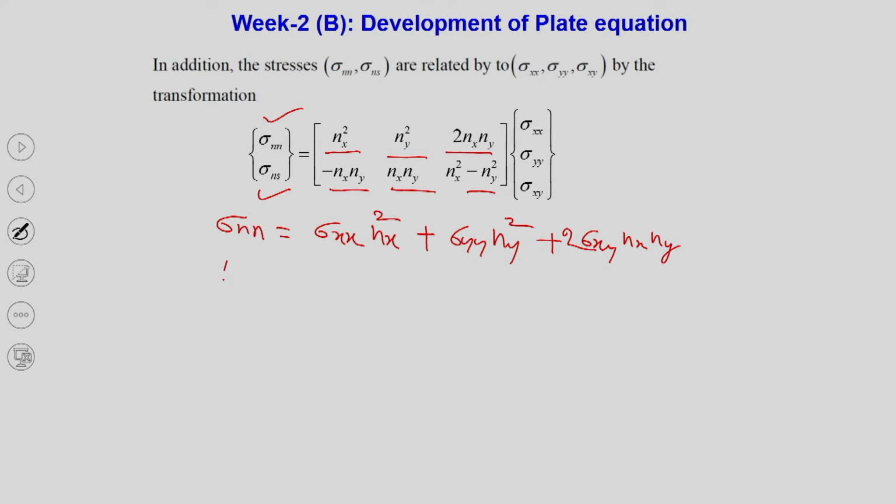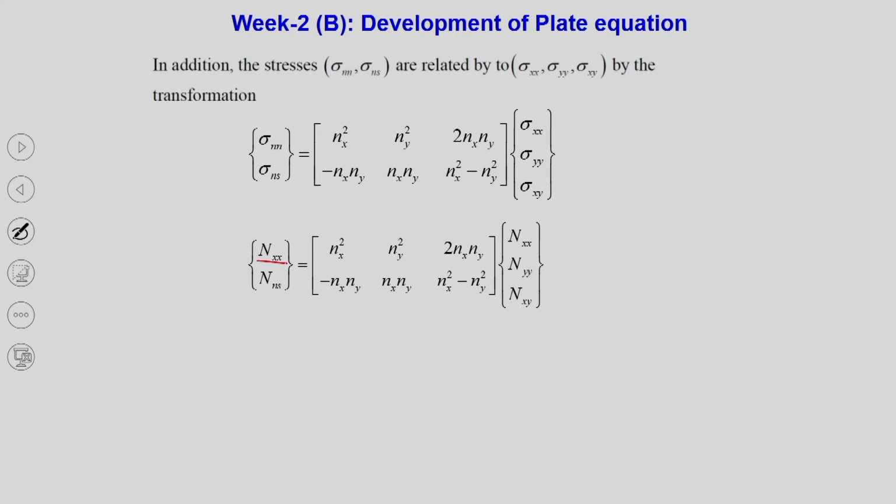So, what will be the corresponding N? Similarly, one can write it will be Nxx nx square plus Nyy ny square plus 2Nxy nx ny. So, you see Nxx is nothing but this. Similarly, Nns as per this, following this.